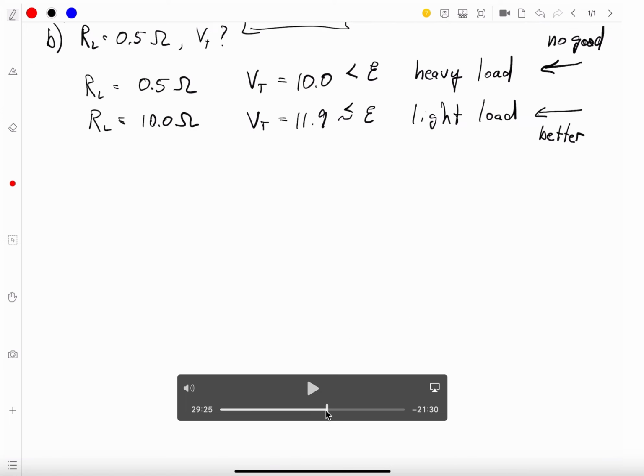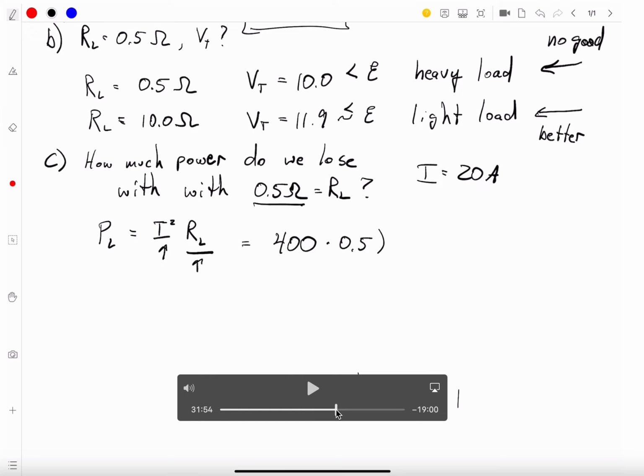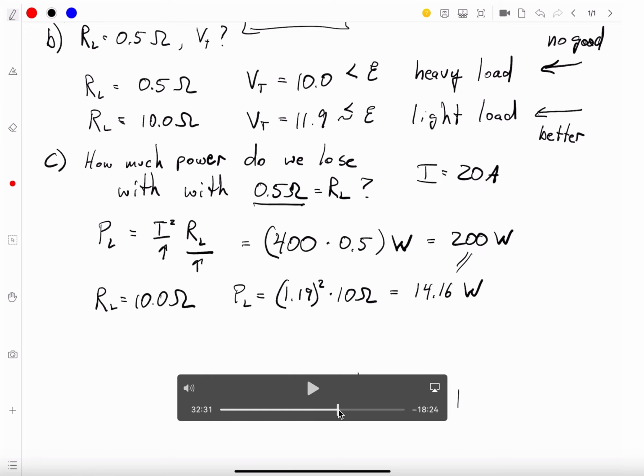The heavy load is a no good situation. The light load, of course, is a better situation. And we balance our circuits out so that we don't have circuits that run like that, a no good situation, right? You don't want to have a heavy load for what you're doing. So how much power do we lose with 0.5 ohms through the load? Okay.